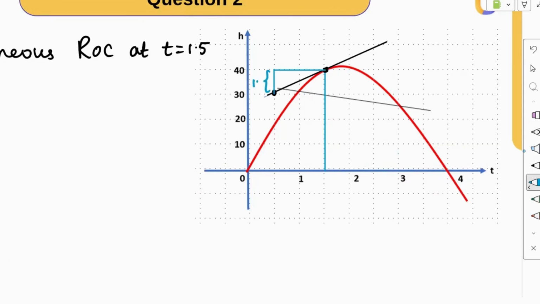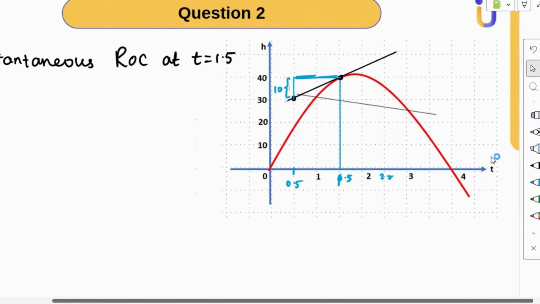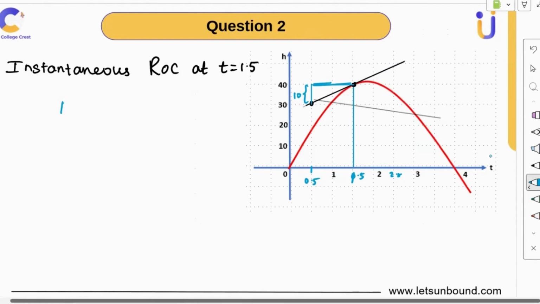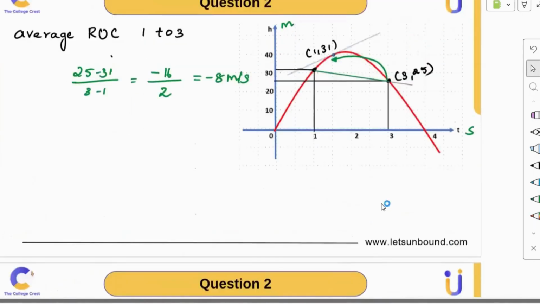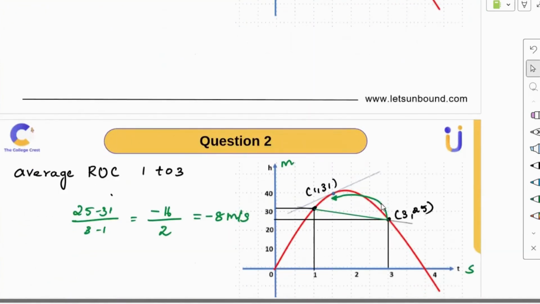The rise is 10 units and the run, actually here horizontally, it's 0.5, 1, 1.5, 2.5, like that. So 1 bar, if you cover, you're covering 0.5. So it's 10 over 1, right? So the instantaneous rate of change using this rise over run concept: rise 10, you run rightwards 1 unit, not 2 units. So 10 over 1 and units meters per second. So this is the instantaneous rate of change at t equal to 1.5. I hope this is clear to you, how we calculated instantaneous and average rate of change.